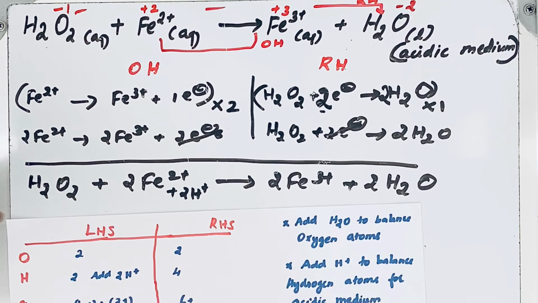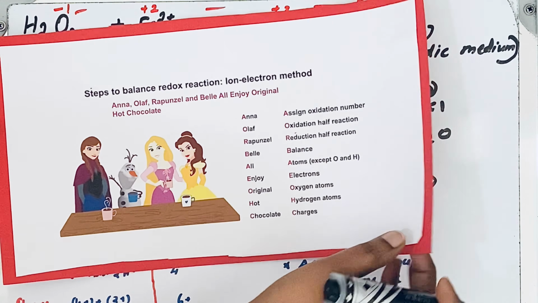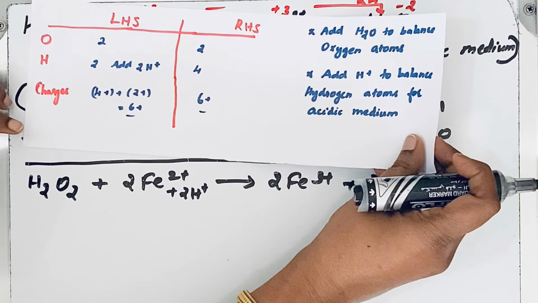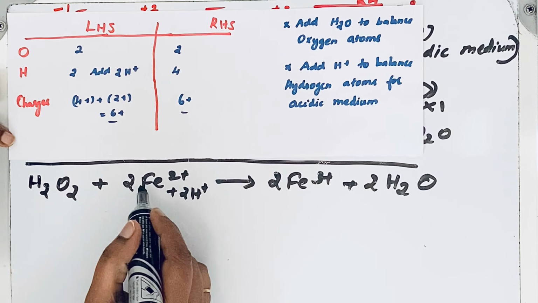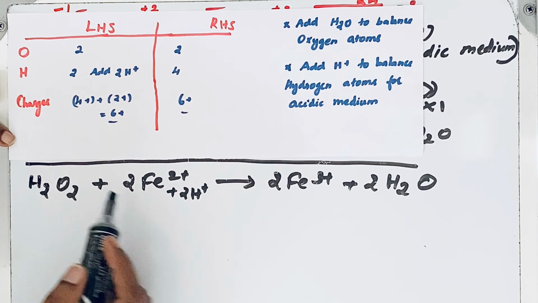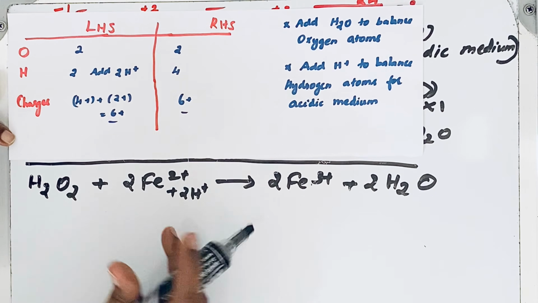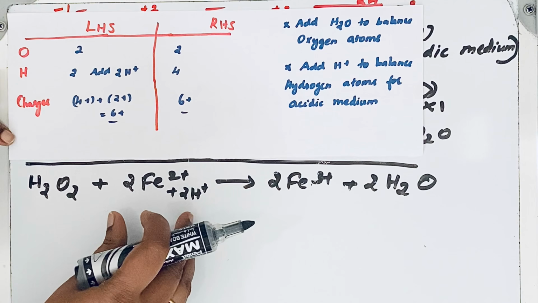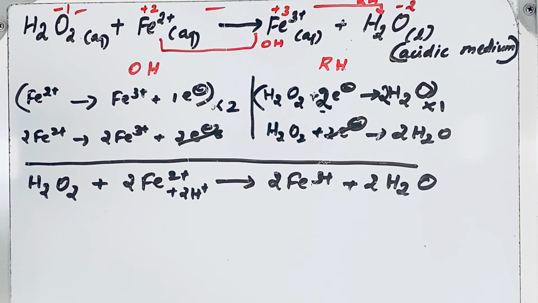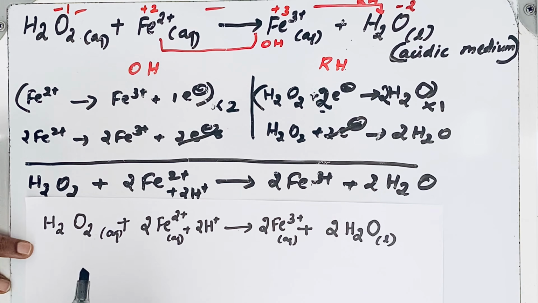Now the final step is charge. Checking the charge is the final step. Here you can see 2 plus, so 4 plus, then 2 plus, so total 6 plus in the left hand side. Here you see 2 threes are 6, 6 plus in the right hand side. So we have equal and same charges on both sides. So this reaction is completely balanced. So the complete balanced redox reaction for this reaction is this one.